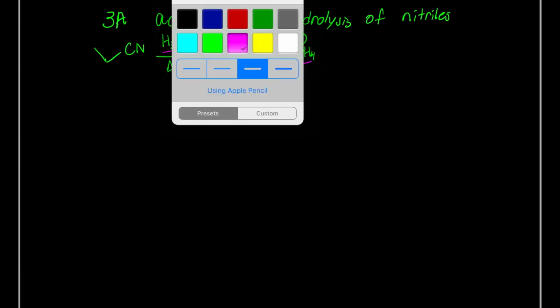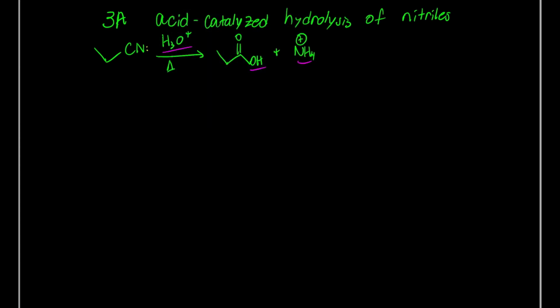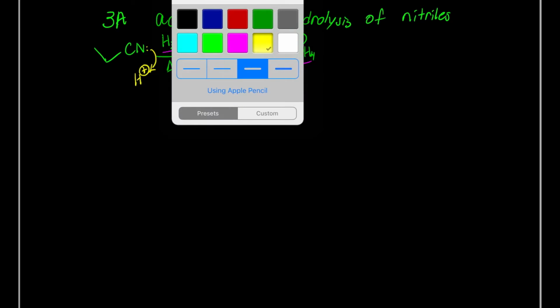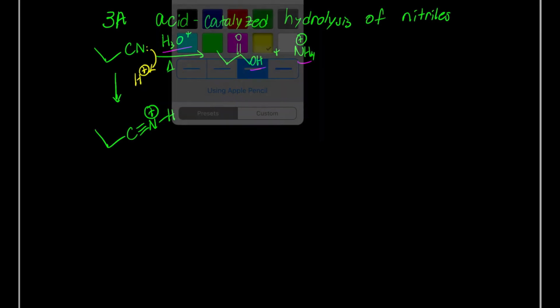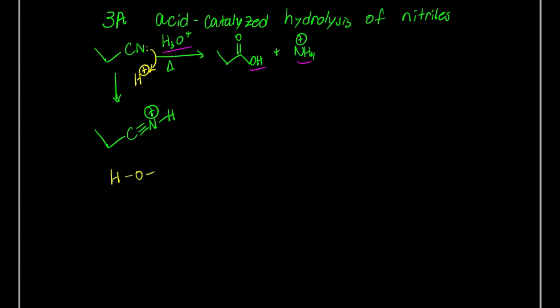Well, the first step is always, if you have acid present in your reaction, to protonate. Okay, so we're going to protonate the nitrogen. Remember, the nitrogen of a nitrile contains a lone pair on the nitrogen. So we protonate like that. Now we want to use water to attack. Okay. And let's label these steps. So we have protonation, and then attack.